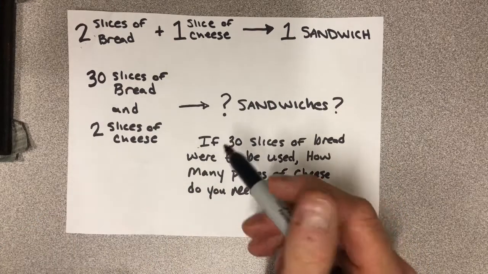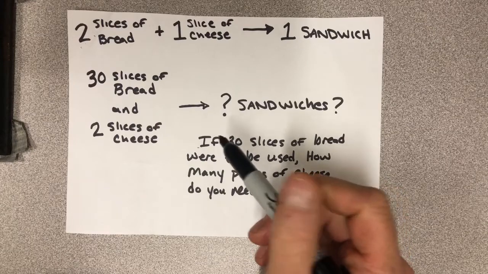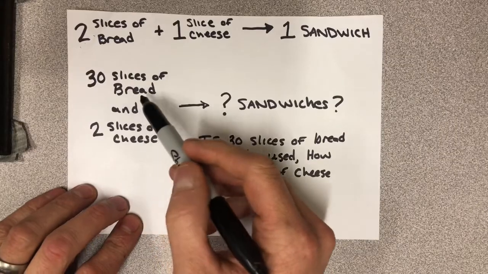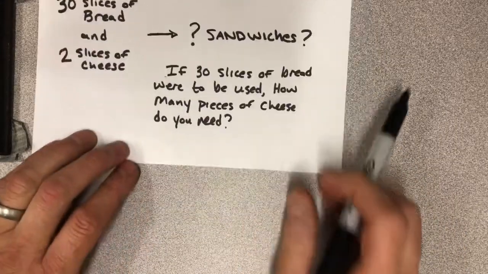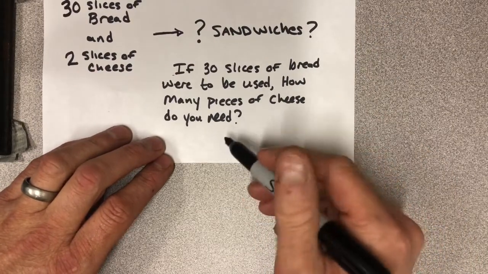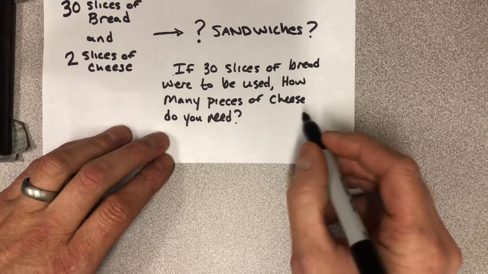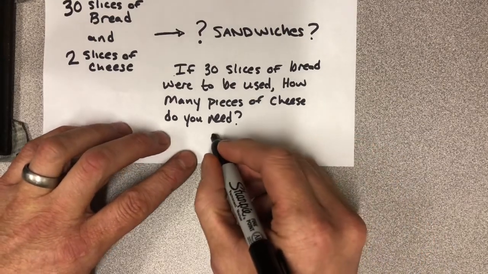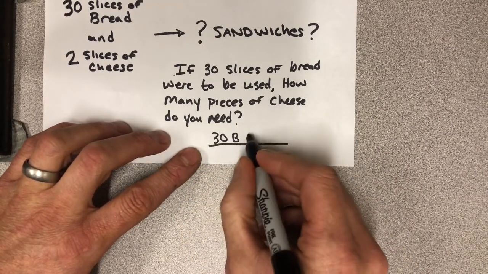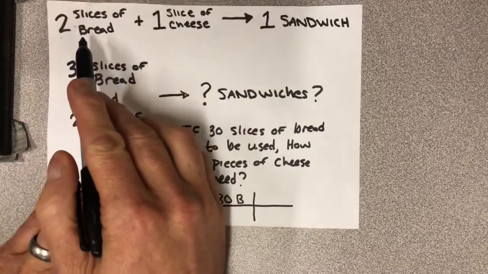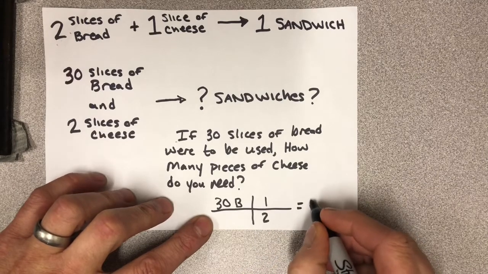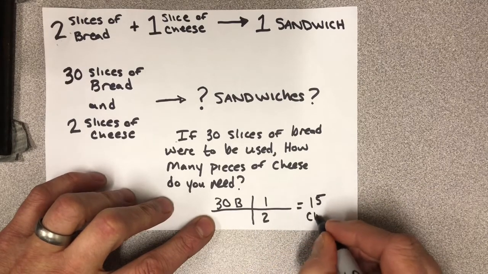And you can probably do this in your head. If one sandwich is 1 piece of cheese and we only have 2 pieces of cheese, then obviously we're gonna use 4 of our bread slices and have a bunch left over. But what you're really doing is asking a question like this. If 30 slices of bread were to be used, how many pieces of cheese would you need? And so basically you're saying, well, if 30 slices of bread are used and the ratio of bread to cheese is 2 to 1, then we would use 15 pieces of cheese.